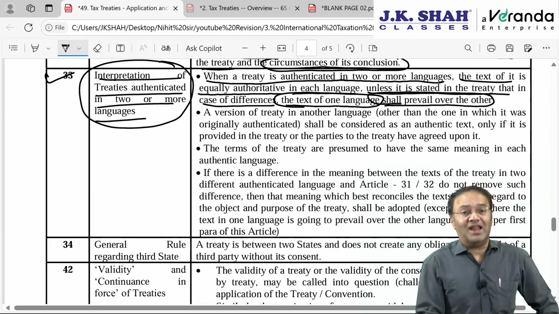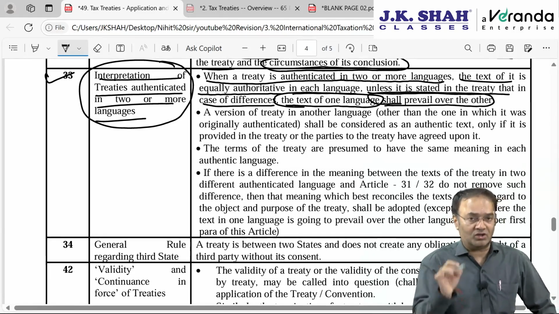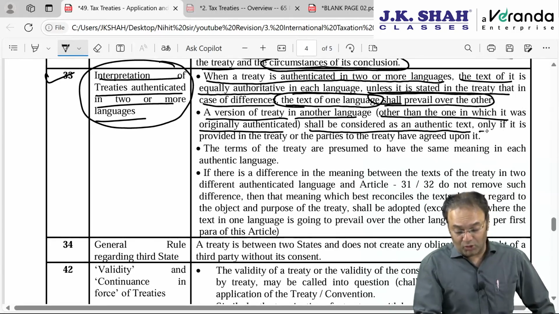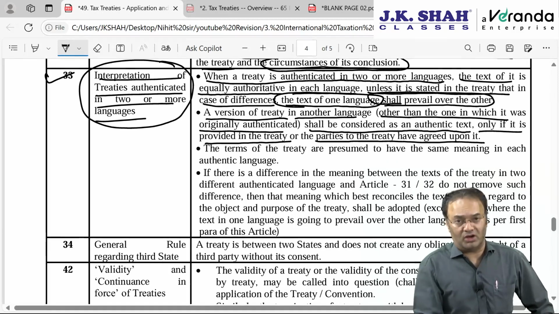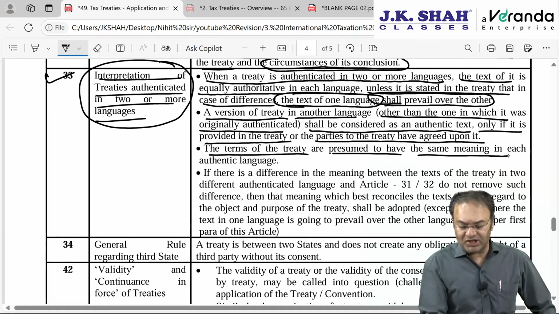Then the treaty version in Malayalam can also be treated as an authenticated language if the parties intend to do so. Both the parties should agree that okay, the third version in Malayalam is also an authenticated language. A version of the treaty in another language other than the one in which it was originally authenticated shall also be considered an authentic text, but only if it was provided in the treaty or the parties to the treaty have agreed upon it. Later on they can agree. Terms of the treaty are presumed to have the same meaning in each authenticated language.